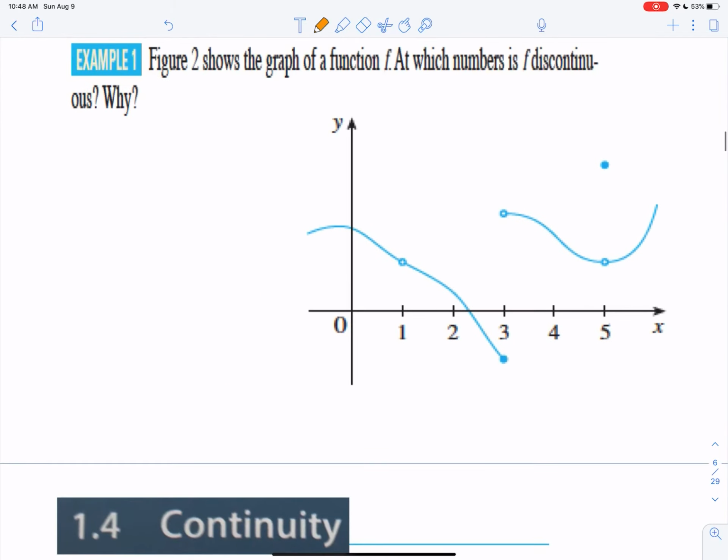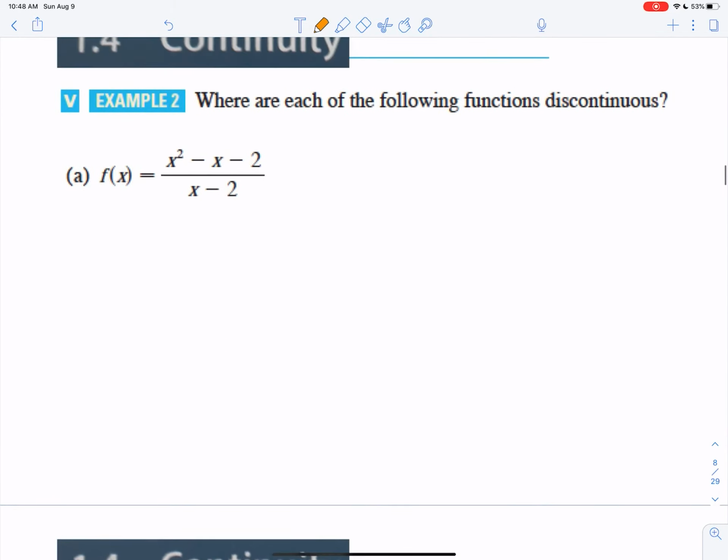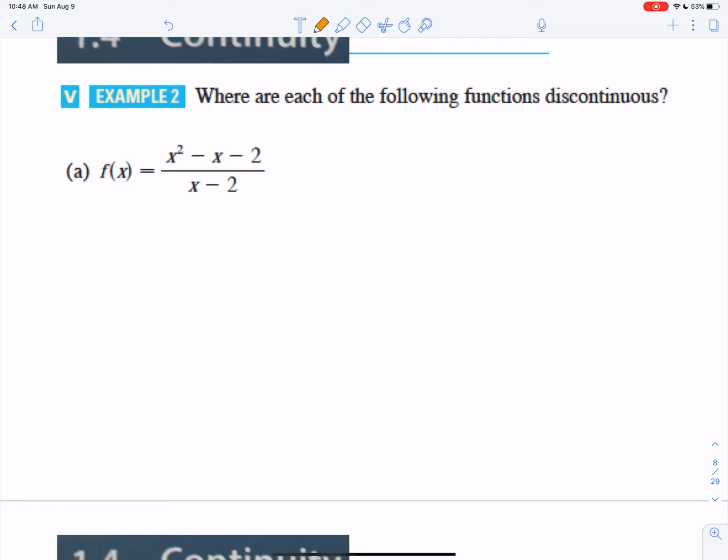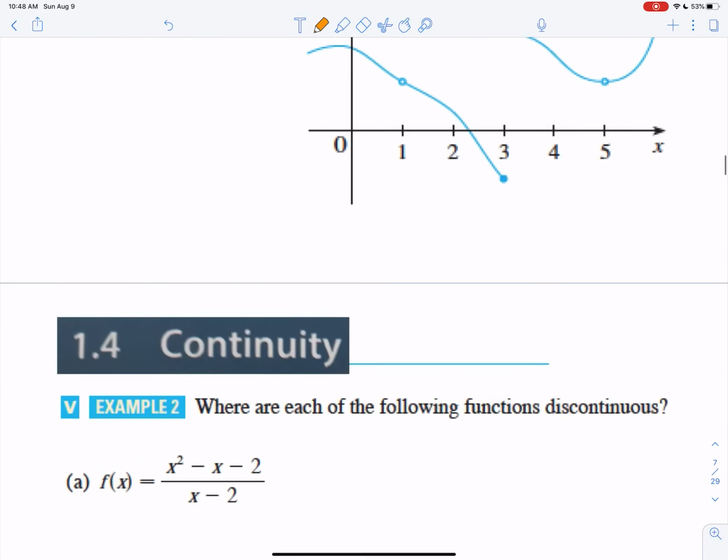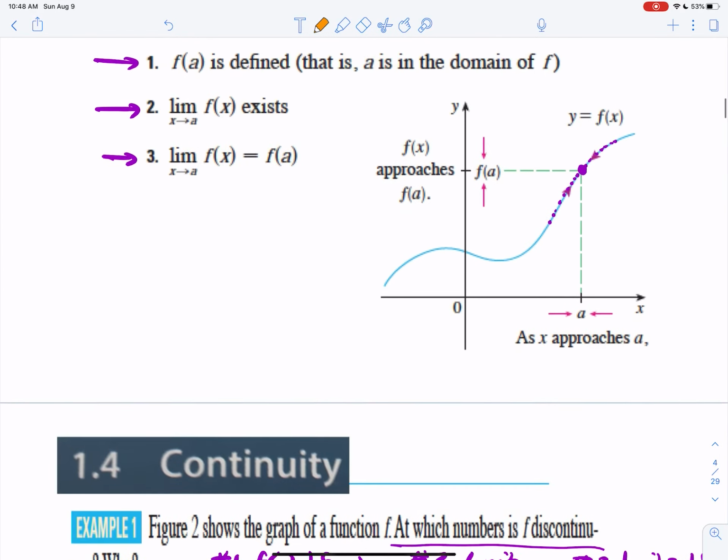Okay, so here's example 2. Write it down, play when you're ready. Here it says, where are each of the following functions discontinuous? Okay, so where is it discontinuous?